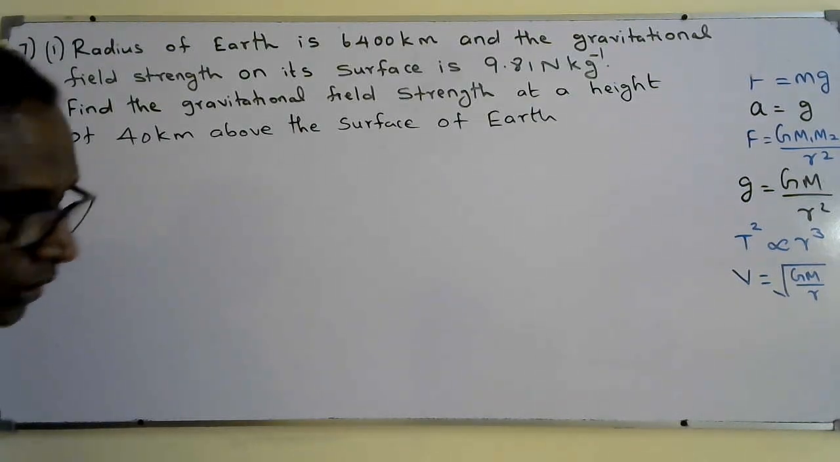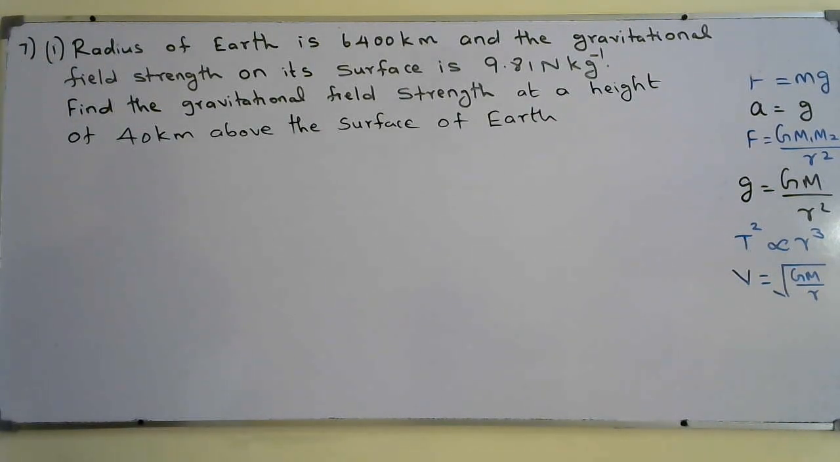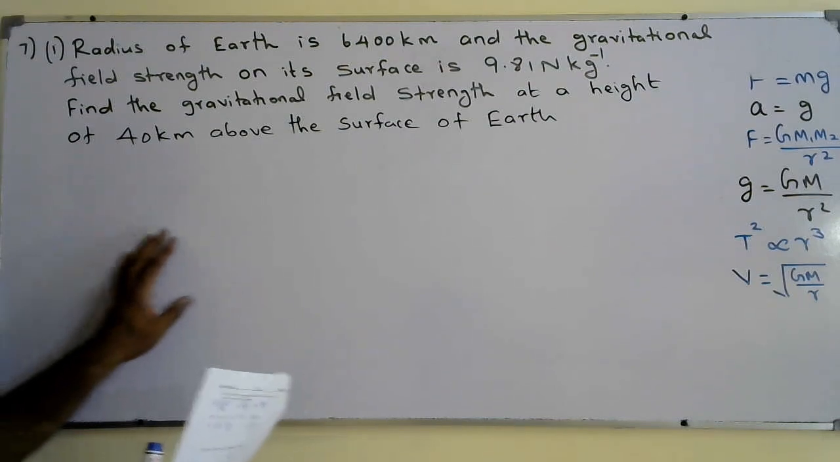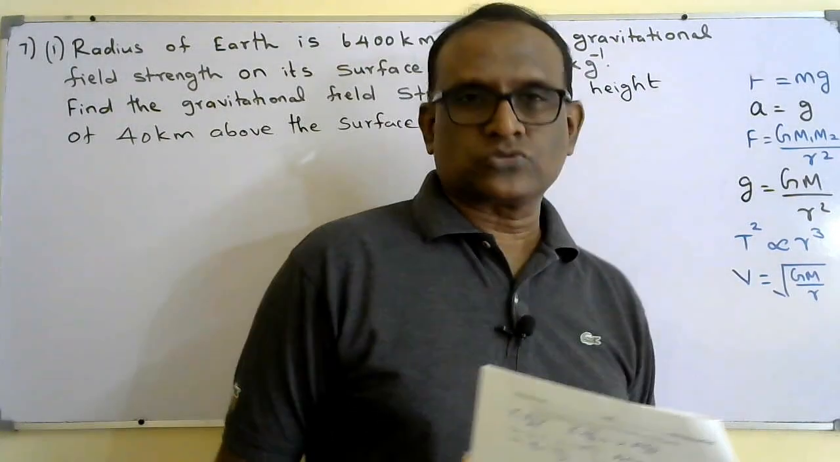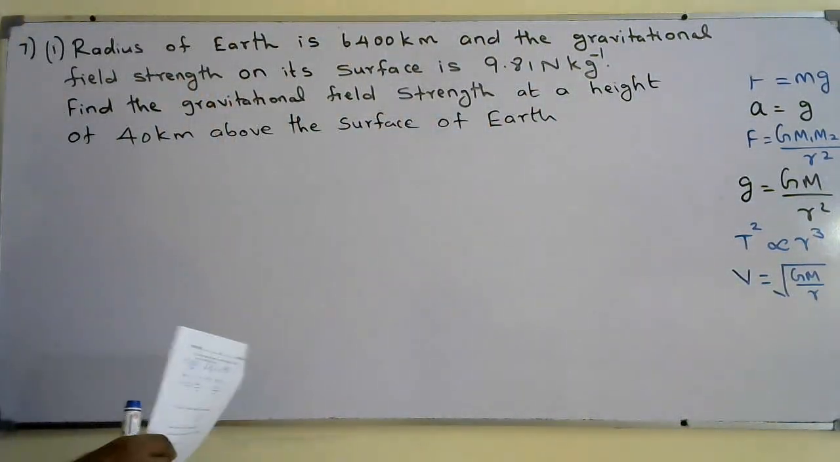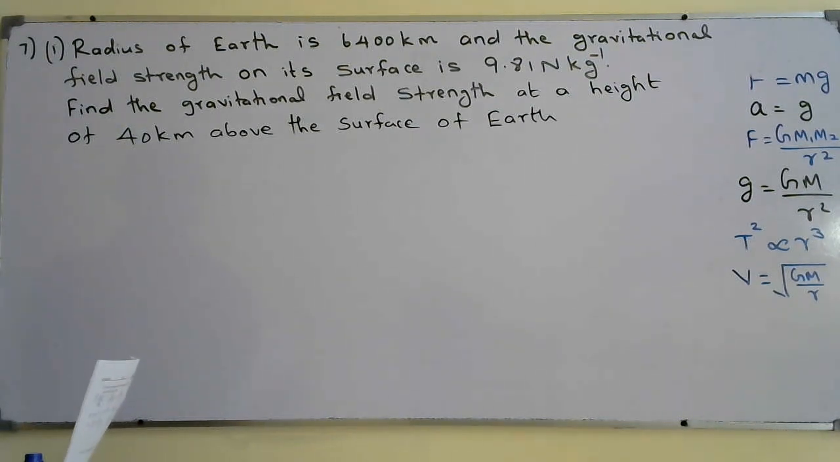Okay, so the seventh question, first part, there are three parts. First part is a past paper question. Radius of the Earth is 6,400 km and the gravitational field strength on its surface is 9.81 newton per kilogram or meter per second squared. Okay, whatever it is, same. Find the gravitational field strength at a height of 40 km from the surface of Earth.